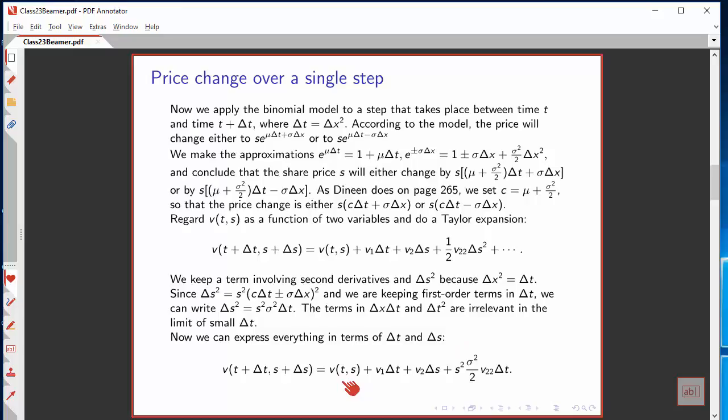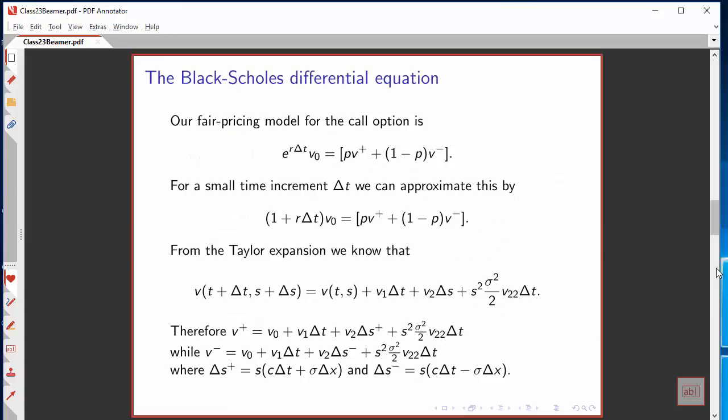The Taylor expansion is the value of the function when both the increments are 0, a term involving the first partial with respect to t, a term involving the first partial with respect to x, and one more slightly unexpected term involving the second partial of v with respect to the share price s multiplied by delta t. Let's see what we can do with this.